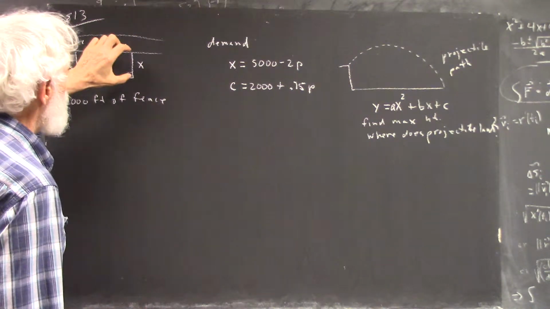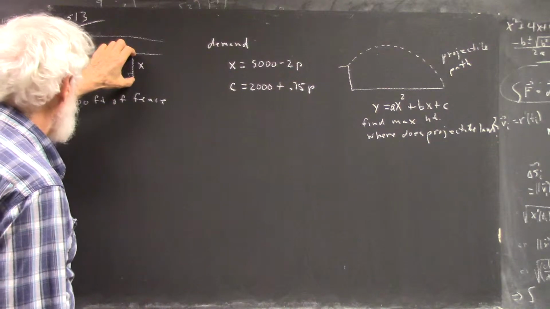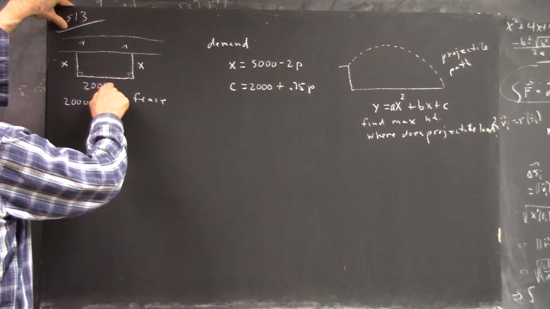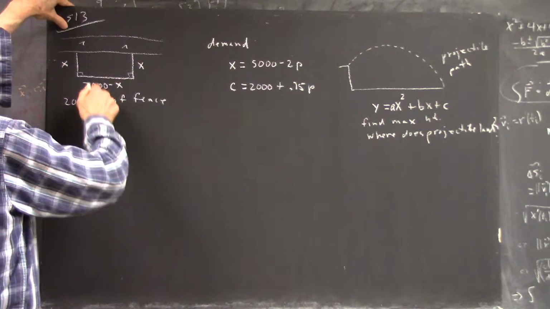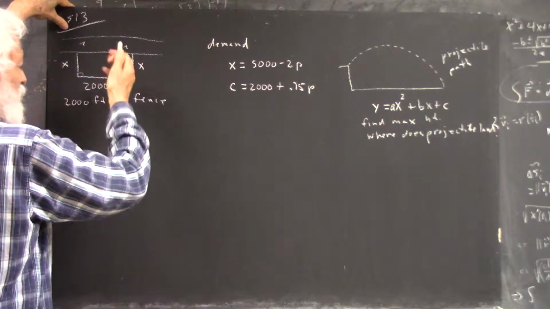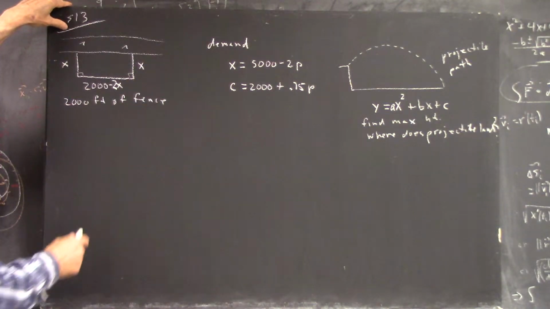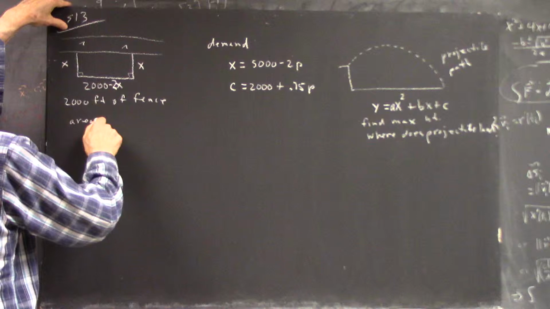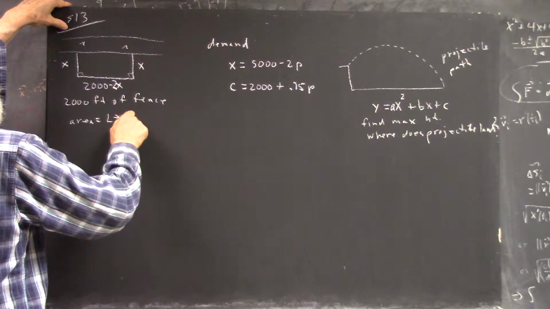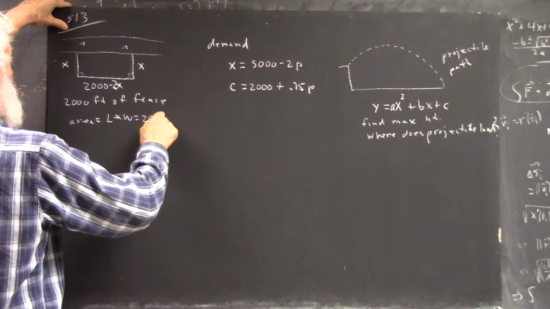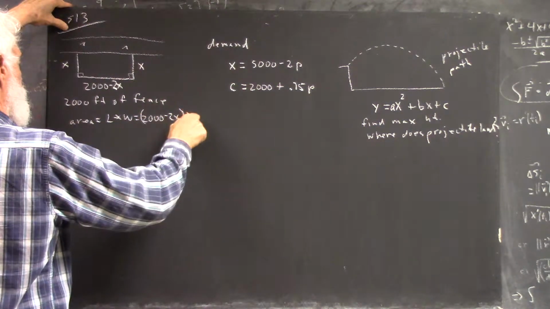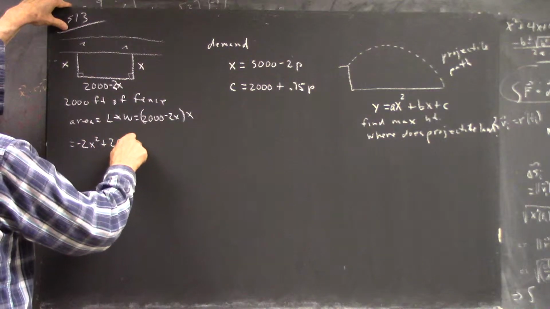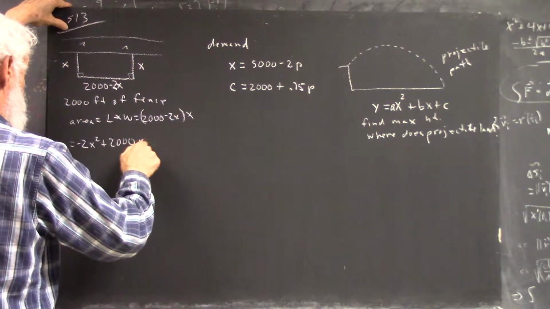So if you choose to do this much fence here, x of it, then you're going to have to use x amount here. So you're going to have 2,000 minus x here. And that'll all add up, obviously. 2,000 minus 2x, I did that before. 2,000 minus 2x. And that all adds up to 2,000. So the area, and that's what we're trying to maximize, is length times width, which equals (2,000 minus 2x) times x, which equals negative 2x squared plus 2,000x. Okay?